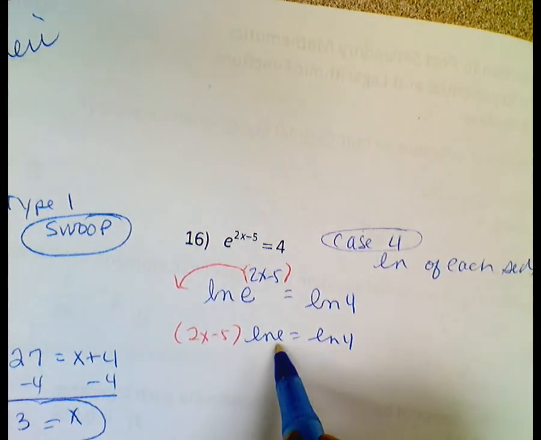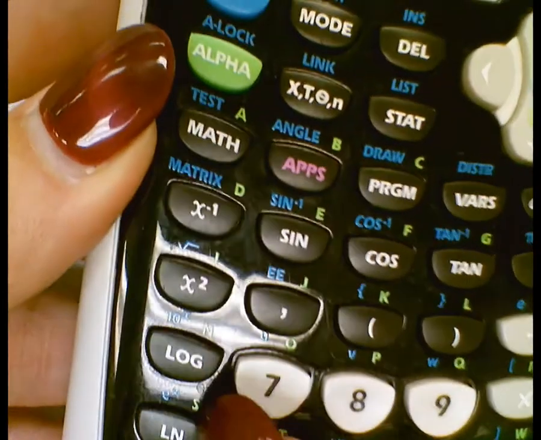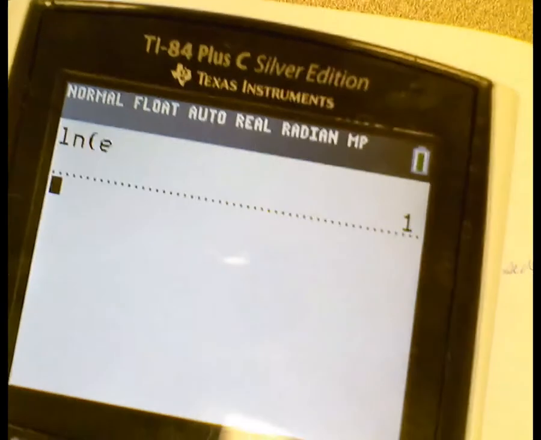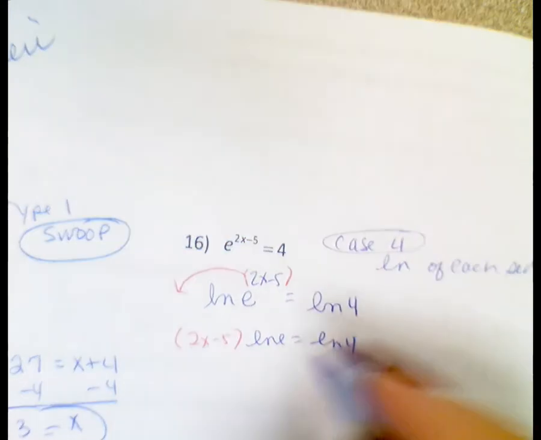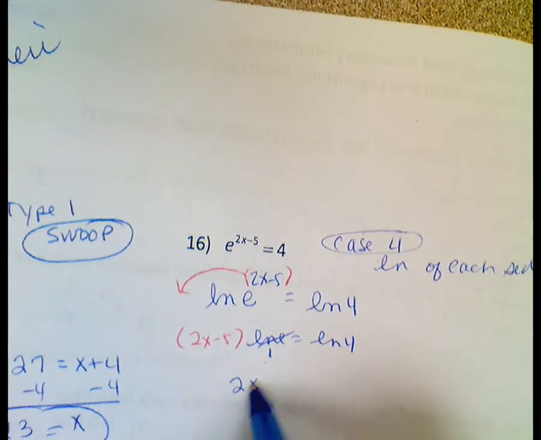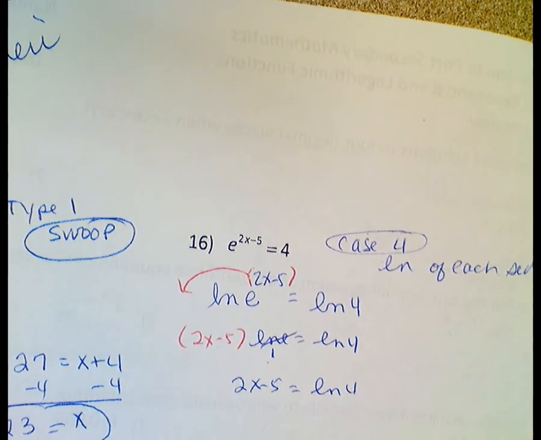Who remembers from the other day what natural log of e is? Natural log of e, if you do this, natural log and e are inverses, they cancel. And remember that that's 1. So this is really 1. So I don't really need this. And 1 times 2x minus 5 is 2x minus 5. So really just it goes away.